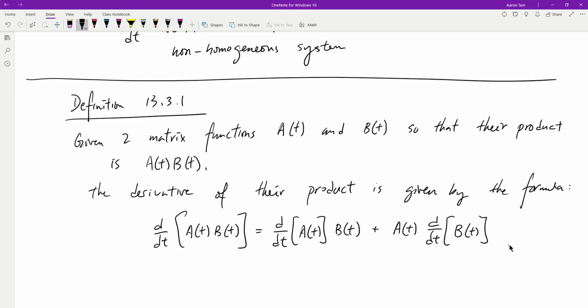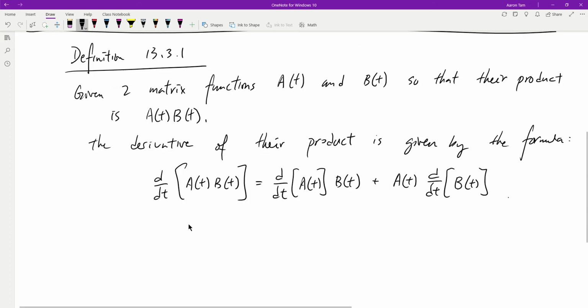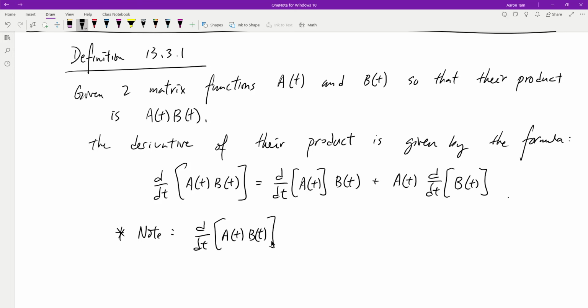This expression can be written backward, meaning that you can put A of t times the derivative of B of t plus the derivative of A of t times B of t. That is okay because addition between two matrices is commutative. However, what you cannot write is this. Note: the derivative of A of t B of t is not equal to this.